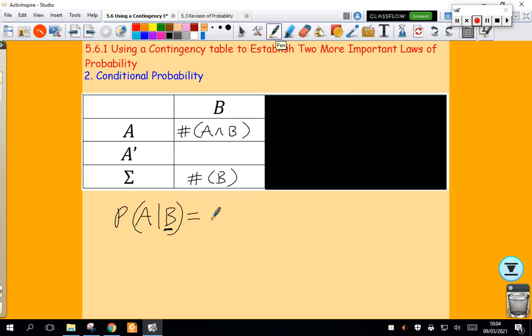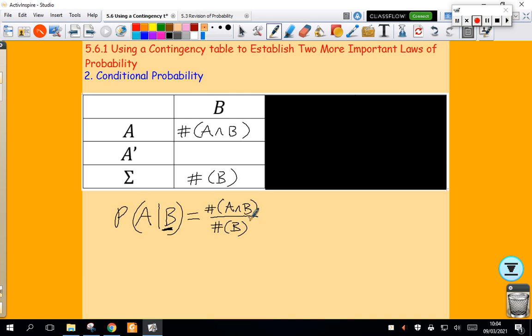So given that it has to be in column B, on the bottom we're going to get the total number of possible outcomes, which will be the number of outcomes in event B, because we're given it has to be in there. What's the probability of it being in A? Well, the probability of being in A will be the number of elements in this cell here that are in row A. And that cell is called A intersection B.